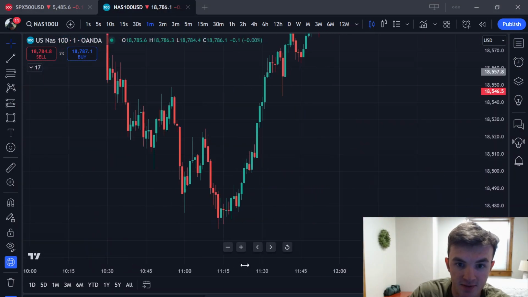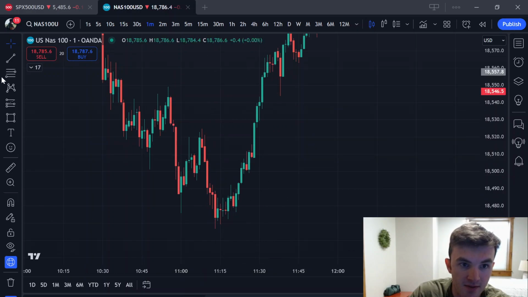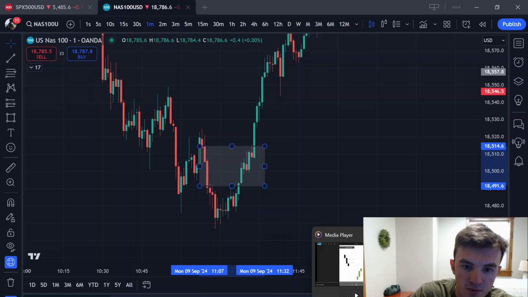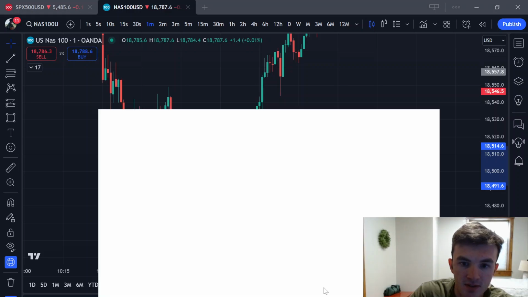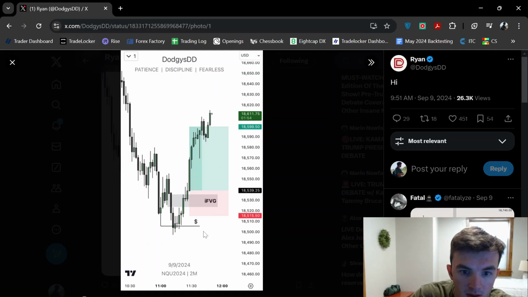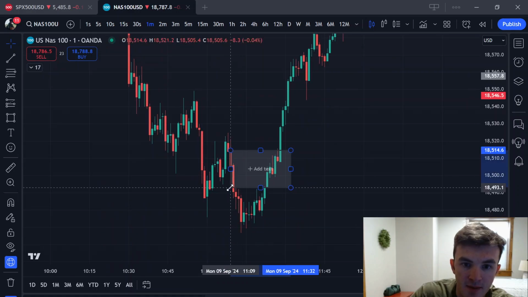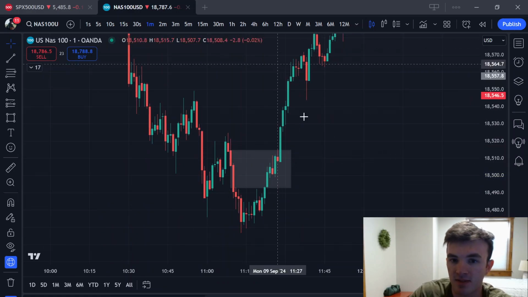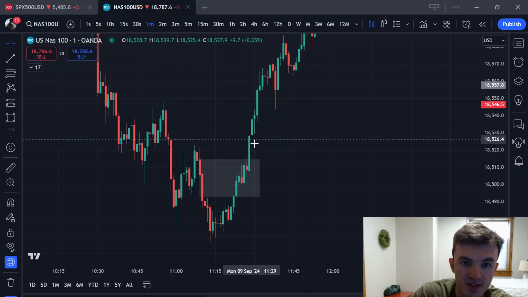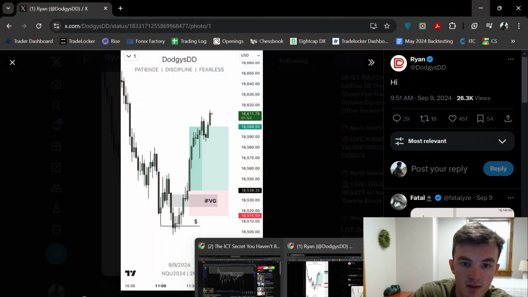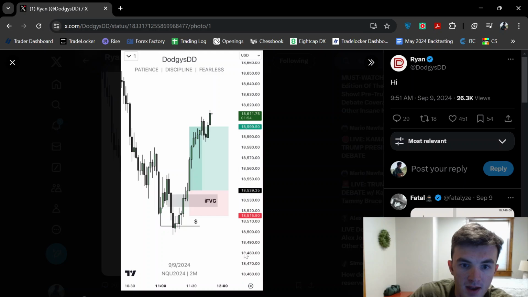And you can see this is pretty clear too. That looked like it was on the 2 minute. Yeah. So you have this 2 minute gap. I'm not going to switch to the 2 minute because then it's going to take too much time. But you had this 2 minute gap, and the 2 minute close above.